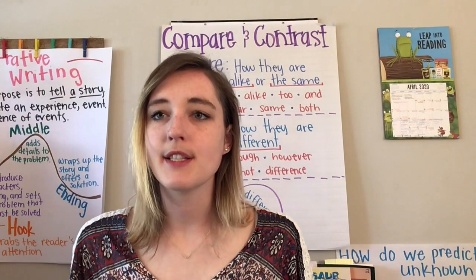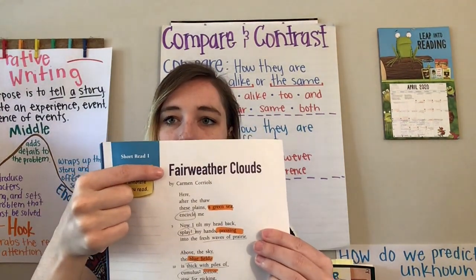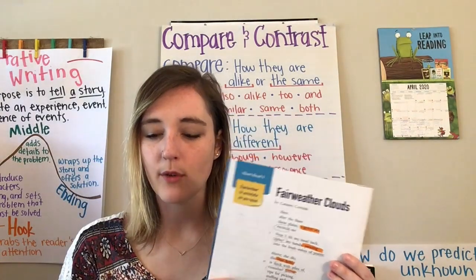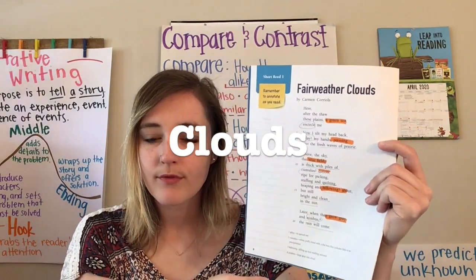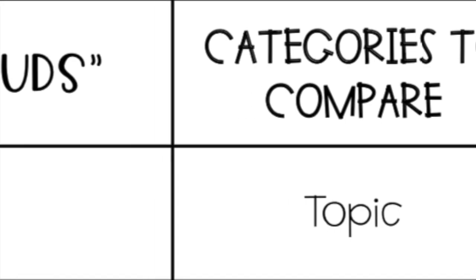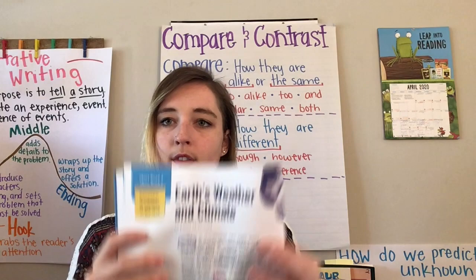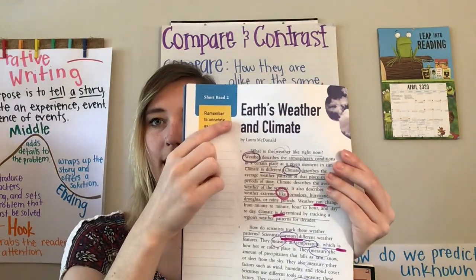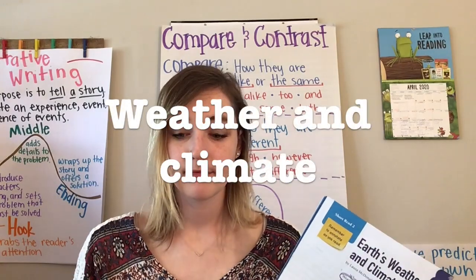Okay, so the first one is the topic. Usually when we look for the topic, we look at the title. The title for Fair Weather Clouds is Fair Weather Clouds. So what's the topic on? Clouds. So for topic, write clouds. And then for Earth's Weather and Climate, look at the title, Earth's Weather and Climate. What's the topic? The topic is about weather and climate. Write that down.